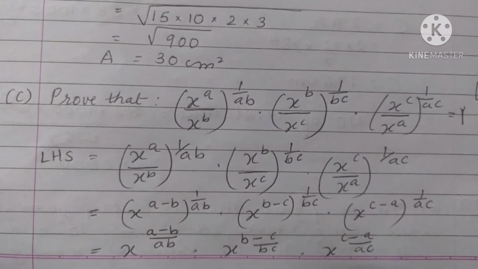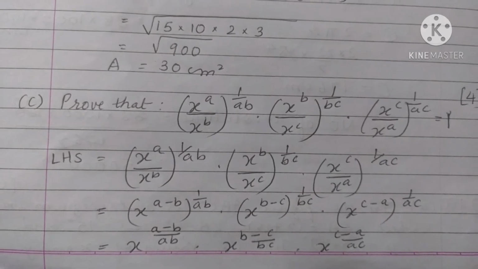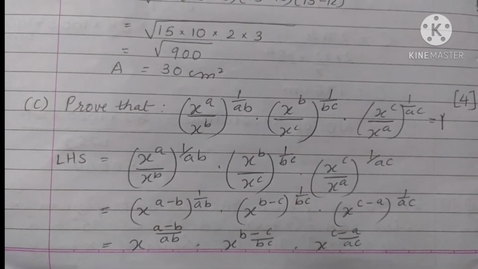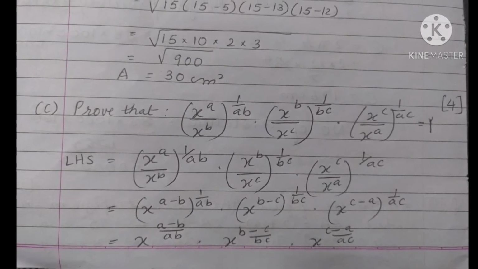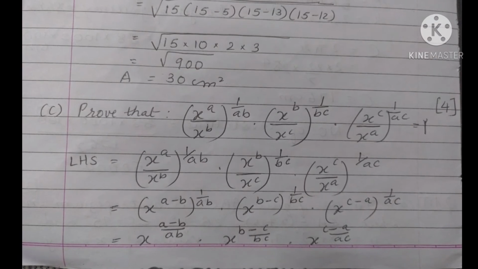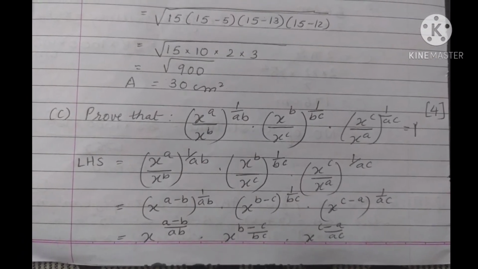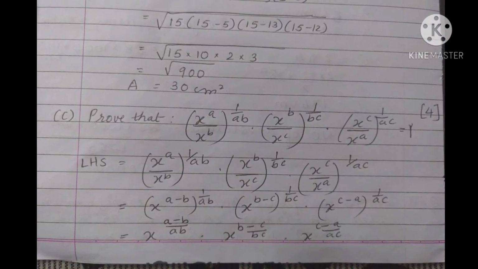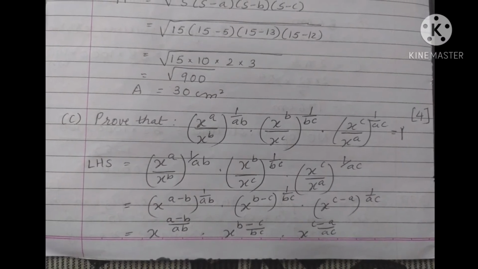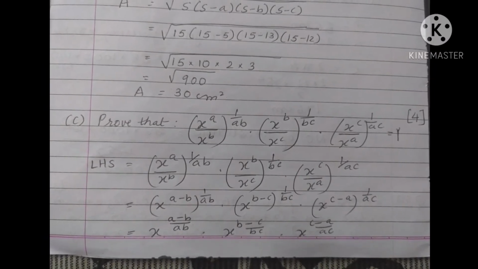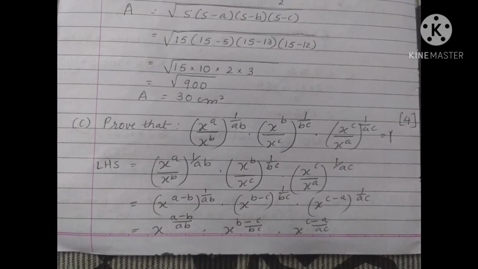Now they are in division, you can see. So using our division law, I separate the powers as the bases are the same. So (x raised to a minus b) whole power 1 upon ab, (x raised to b minus c) whole power 1 upon bc into (x raised to c minus a) whole power 1 upon ac. Now we have to multiply the inside and outside powers. So I write x power (a minus b) upon ab into x raised to (b minus c) upon bc into x raised to (c minus a) upon ac.